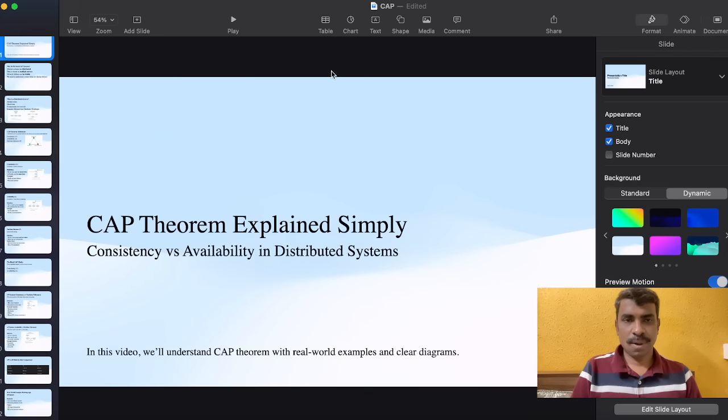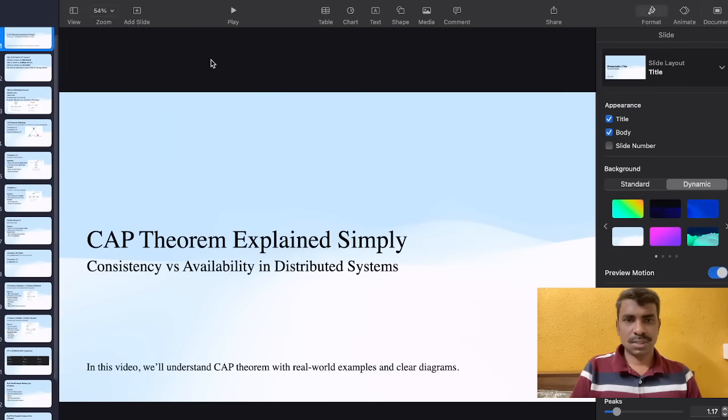Hi everyone. Today we are going to discuss CAP theorem. It is very useful in the IT industry. So please understand this theorem very carefully and try to implement it in your systems.